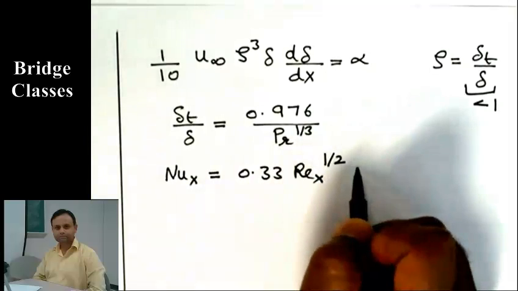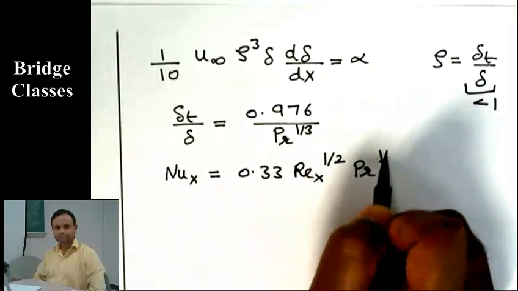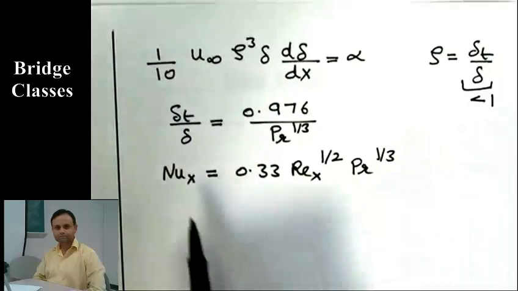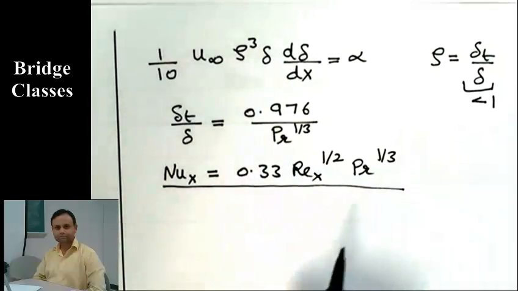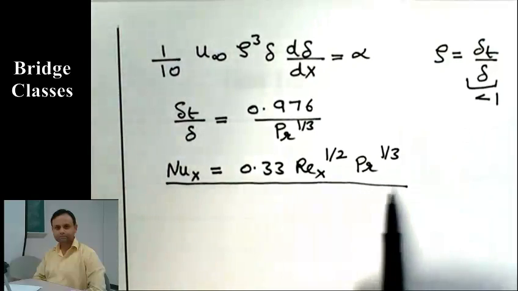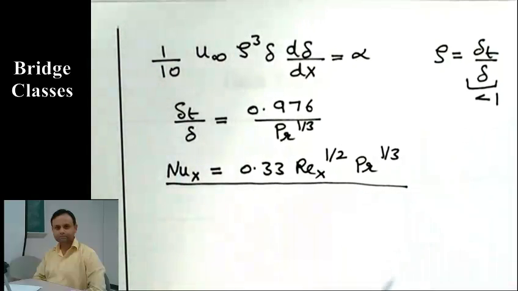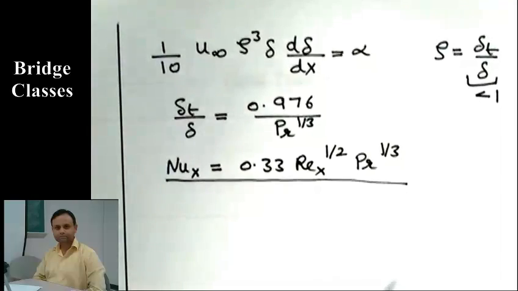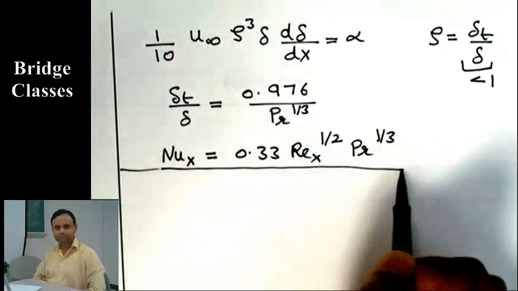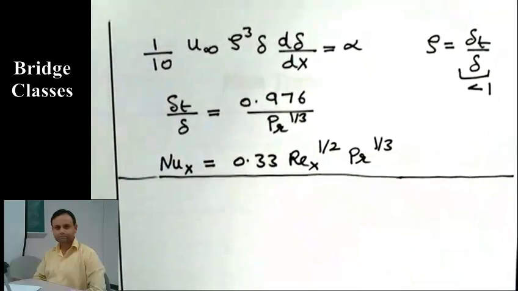Reynolds number to the half, Prandtl number 1/3. Compare this also with what you get from Blasius, and this one is actually almost exact. The agreement is excellent. So that is integral boundary layer analysis.